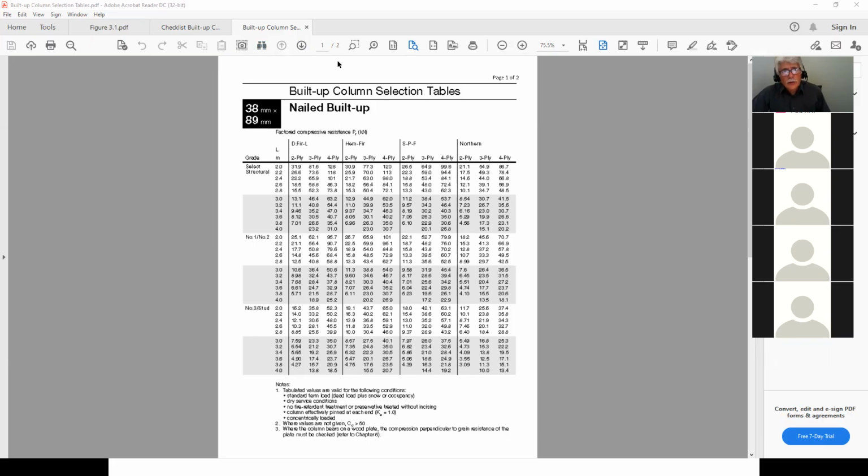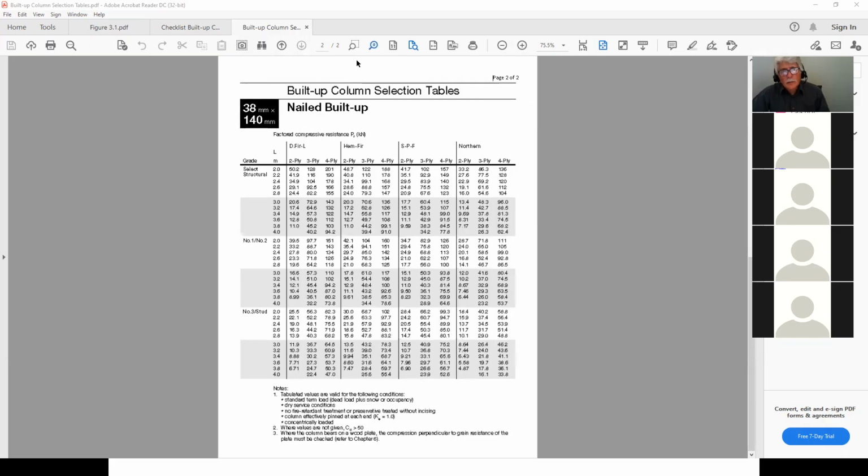And of course, now I come back to here. Same thing, back to my species, back to my length. And I only look at the values that are here, and I can come across here, and I end up here, 94.7. Okay, so there we go. 94.7 is greater than 91. Therefore, I know I can use SPF 4-ply 38 by 140 lumber, nailed, of course, according to the schedule.